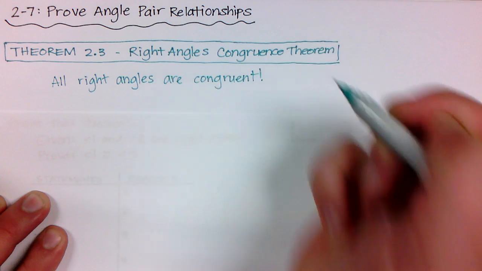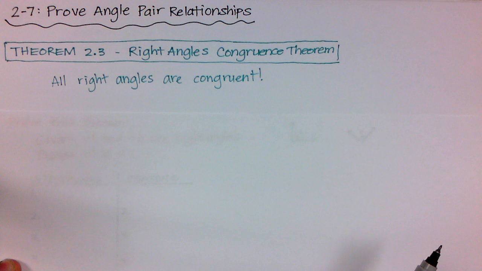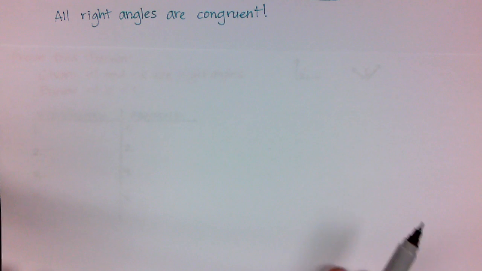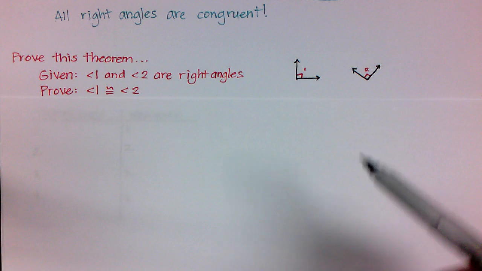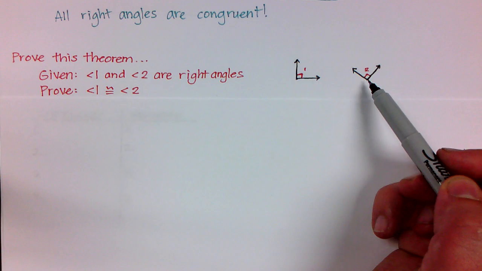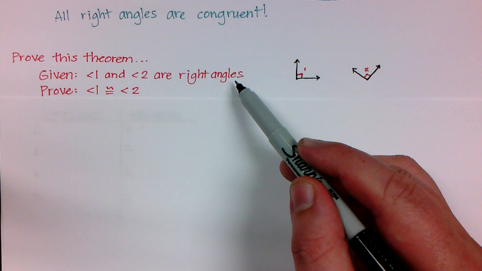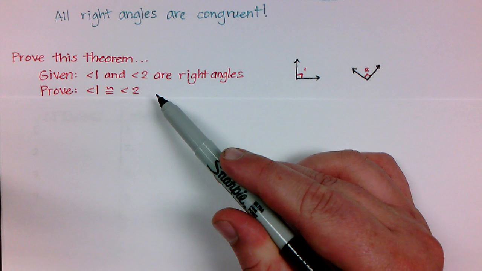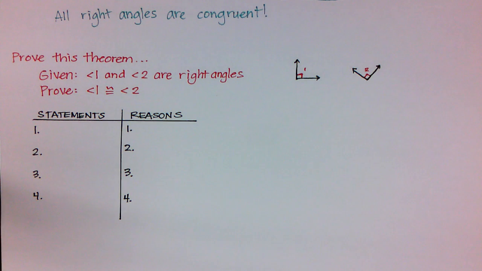Now, the thing that we said about theorems is that we can prove them. So think, how would you prove that two right angles are congruent? I think that this is something that we assume, but let's just see how we would prove it. So here are two pictures, and they both have right angles in them. And what I'm given is that angle 1 and angle 2 are right angles. So in the end, I want to prove that they are congruent to one another.